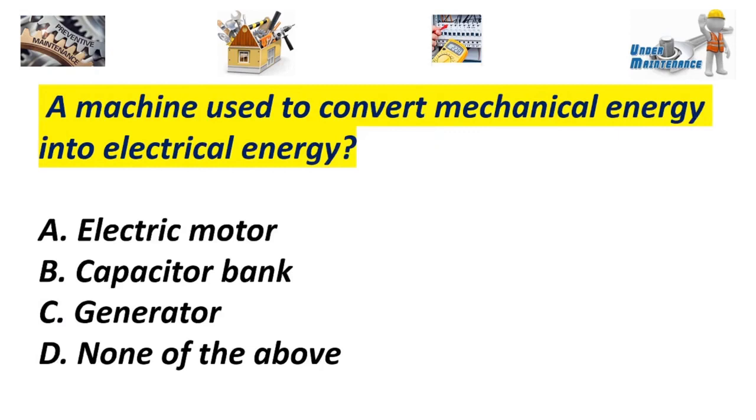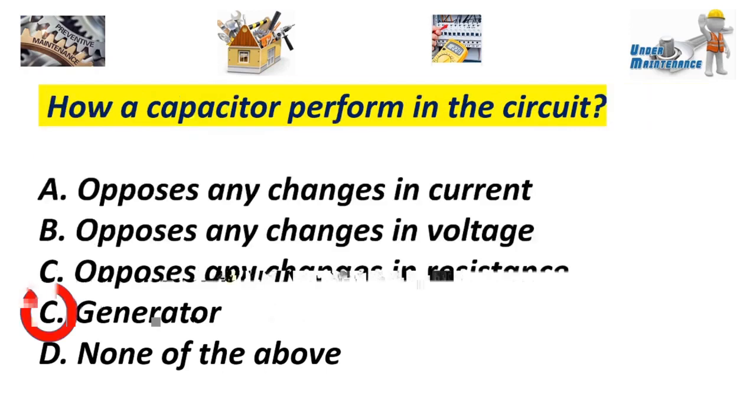A machine used to convert mechanical energy into electrical energy. A. Electric motor. B. Capacitor bank. C. Generator. D. None of the above. Answer C. Generator.